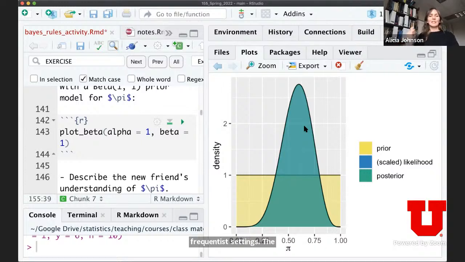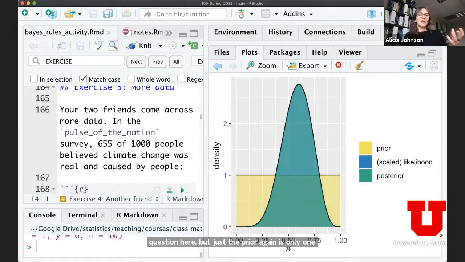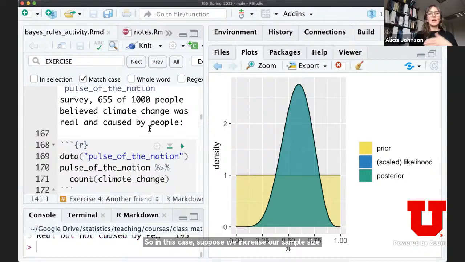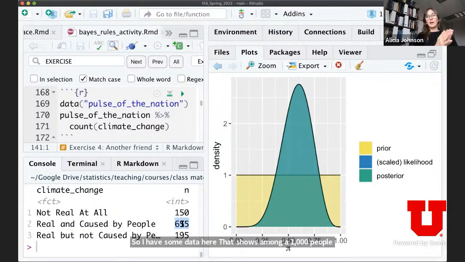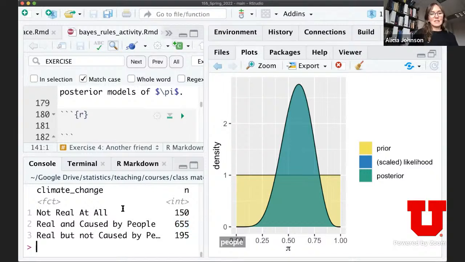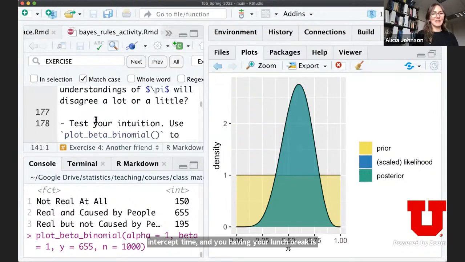The last thing, and I'll just not pause for a question here: the prior, again, is only one piece of the posterior puzzle. So suppose we increase our sample size from 10 to 1,000 people. I have some data here that shows among 1,000 people, 655 believe that climate change is real and caused by people. And in the interest of time, with your lunch break almost over, I'll just plug it in myself down here.